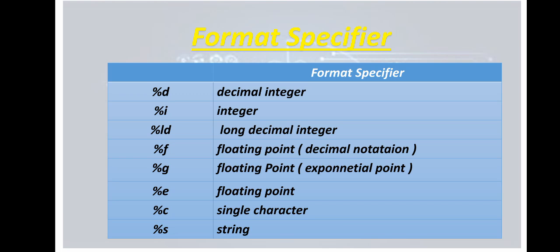The main format specifiers that are used in a C program are %d, that is used for integers, %f, that is used for float, %c, that is used to represent a single character, and %s, that is used to represent a string. And what is a string? A string is a sequence of characters.